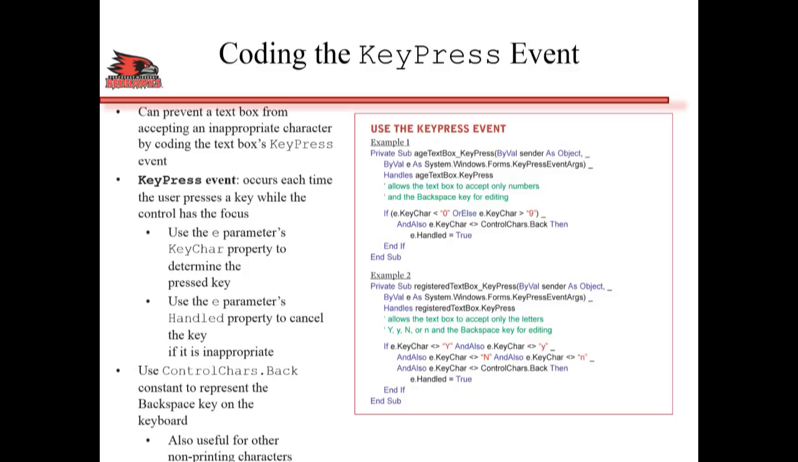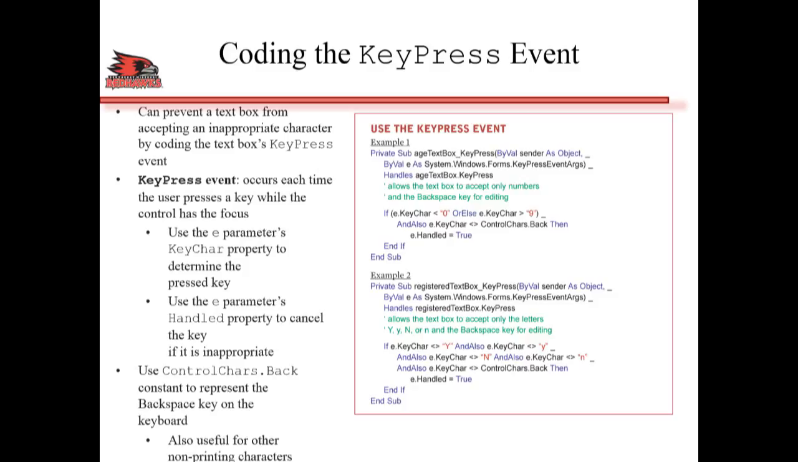And so basically, this is only valid for text boxes. What it does is prevent the text box from accepting an inappropriate character. So something which we do not expect in that text box, if the user presses that, then it basically ignores that key press. As an example, let's look at the examples here to understand how to do this.